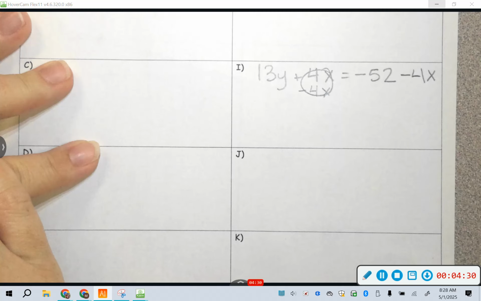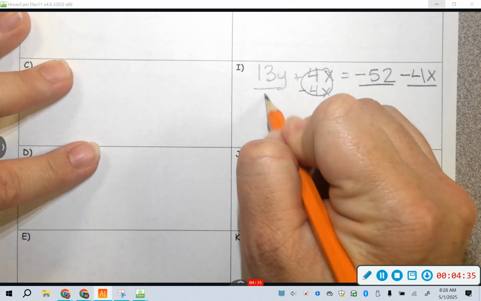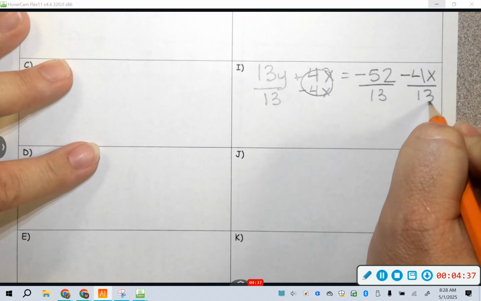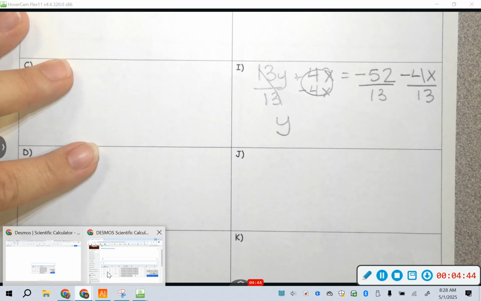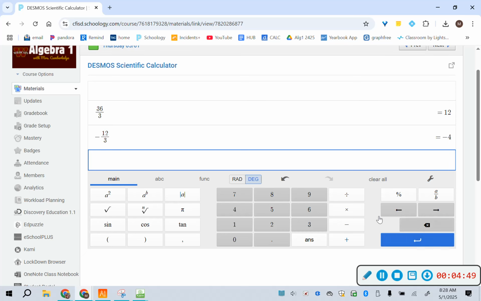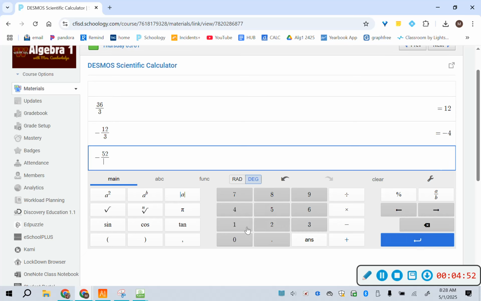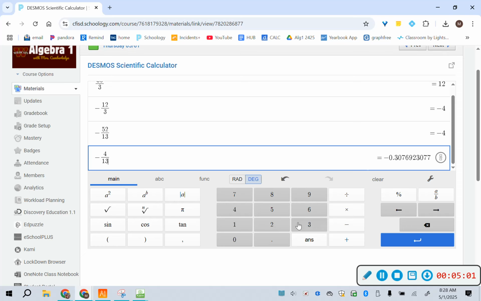And then we divide by what's in front of y. What's in front of my y? 13. So I'm going to divide everything by 13. And I'm going to use my calculator to simplify. So I have negative 52 divided by 13. And that gives me negative 4. And then I have negative 4 divided by 13. And that doesn't simplify, so it just stays negative 4 over 13.